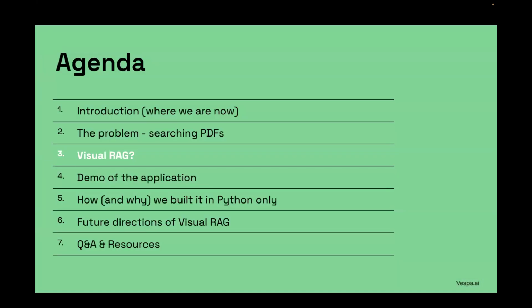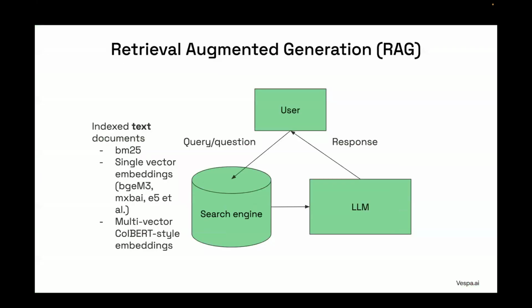So, is there a solution to this? A very, very promising direction is what we call visual RAG. First, let us summarize what RAG is. Probably most of you know, but RAG is an acronym for Retrieval-Augmented Generation.